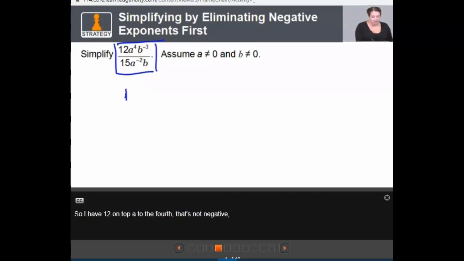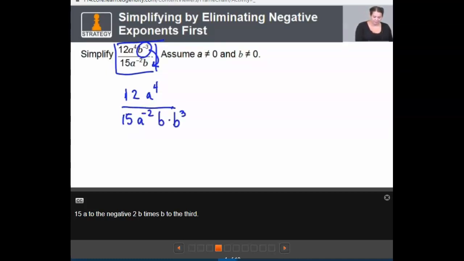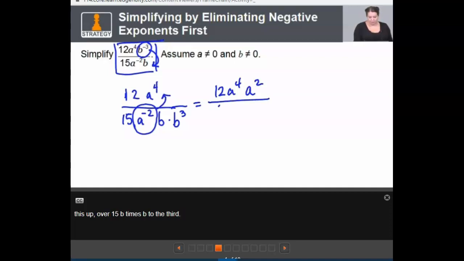So I have 12 on top, a to the fourth, that's not negative, but this b to the negative 3 is going to tell me to move this to the bottom. So that's the first thing I'm going to do. 15, a to the negative 2, b times b to the third. So I just took that b to the negative 3 and I moved it down. Now I have another one right here, a to the negative 2. So I have 12, a to the fourth times a squared, moving this up, over 15, b times b to the third.